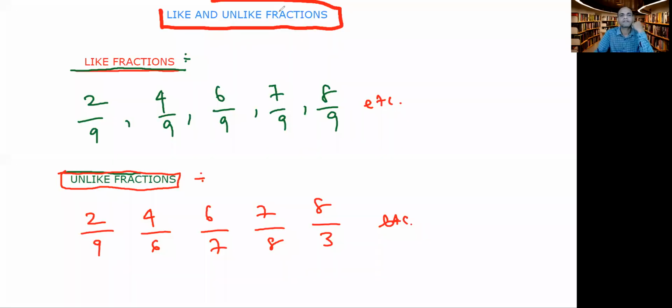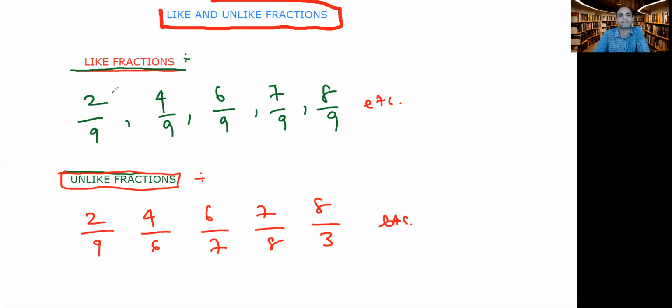Now let us discuss one more topic, that is like and unlike fractions. What does like mean? We sometimes say a tiger is like a lion, a cat is like a tiger, meaning similar to it. If some similarity is there, then we say like. If there is no similarity at all, then we say that is unlike. Let us apply this in fractions.